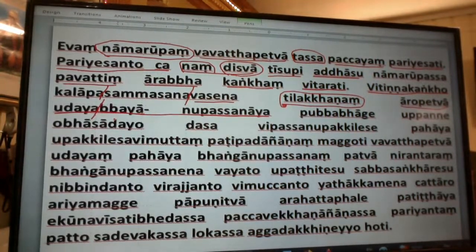Udaya is arising. Bhaya is disappearing. Rising and disappearing. So watching continuously the arising and disappearing is Udayabbaya Vipassanā. Vipassanā is continuously watching, or contemplating. In English translation, Vipassanā is contemplating the arising and disappearing of the mentality and materiality.